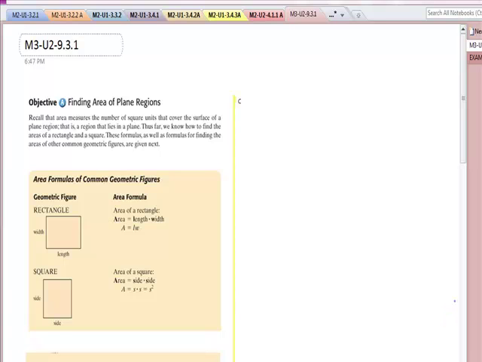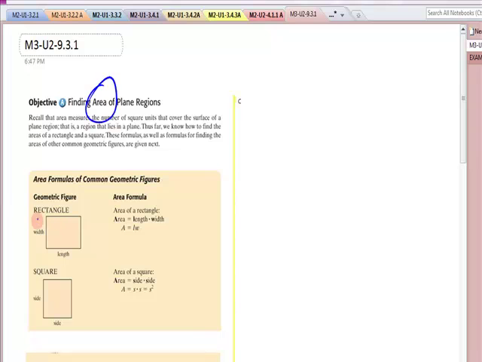All right, we've got another geometry lesson here, and some of this will be review and some of it will be brought up for the first time. We're going to find areas of different geometric shapes. Like I said, some of these we've done before.